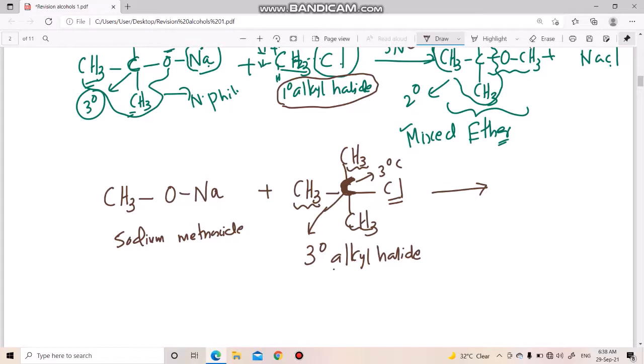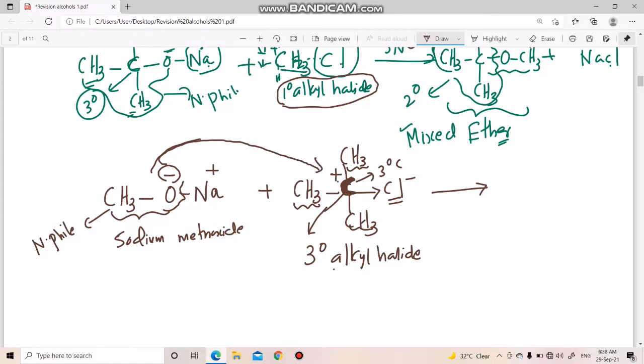Okay, and listen students, CH3O negative, Na plus. Then Cl is electronegative, so Cl is negative, carbon is positive. Okay, and CH3O negative is a nucleophile. The nucleophile will try to attack this carbon, because this is the negative part, and it will try to attack on the back side of the carbon because the carbon is positive.